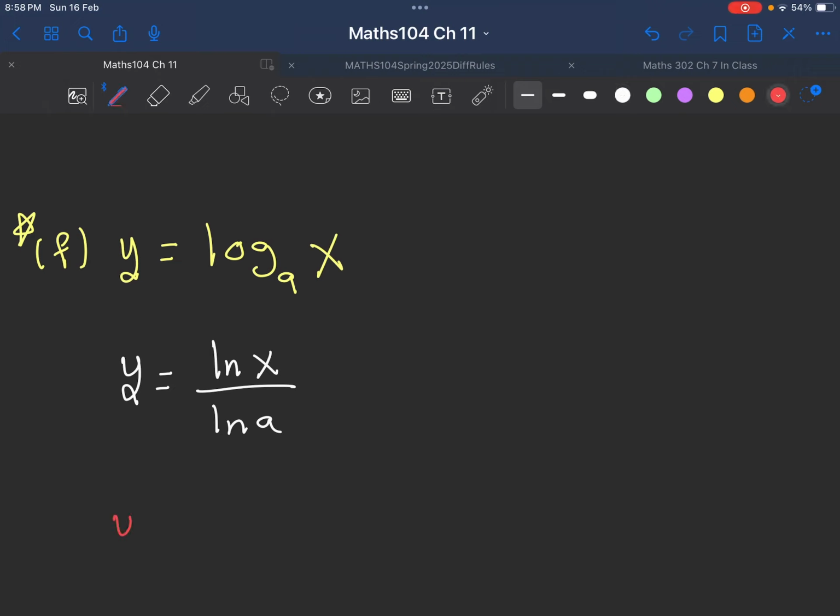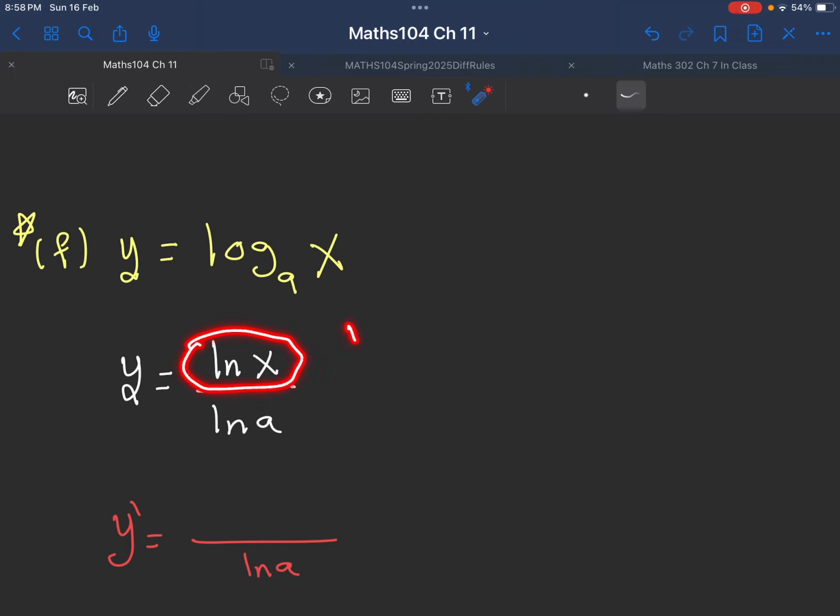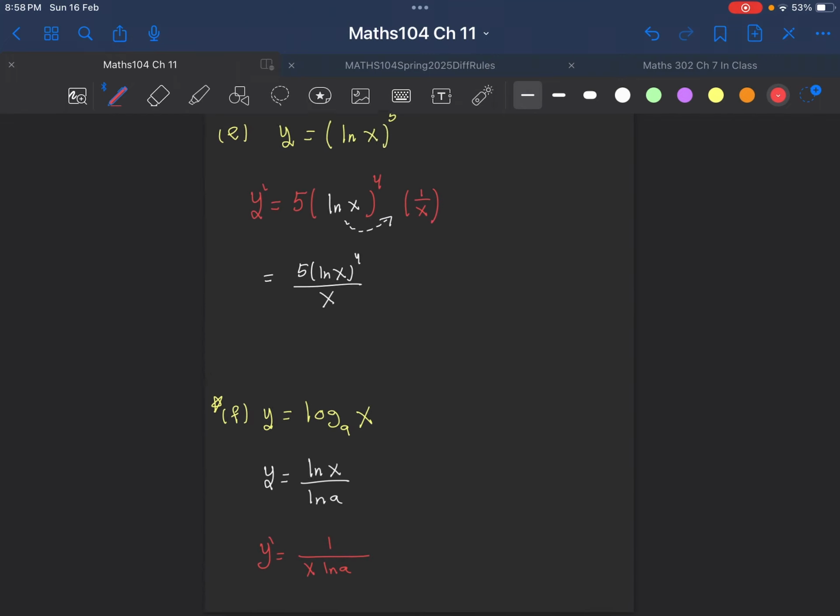So we get y prime equals ln a is just a number, so we keep it. What is the derivative of ln x? It is 1 over x. So all what you need to do is to write 1, and you can write x here. So we get 1 over x ln a.